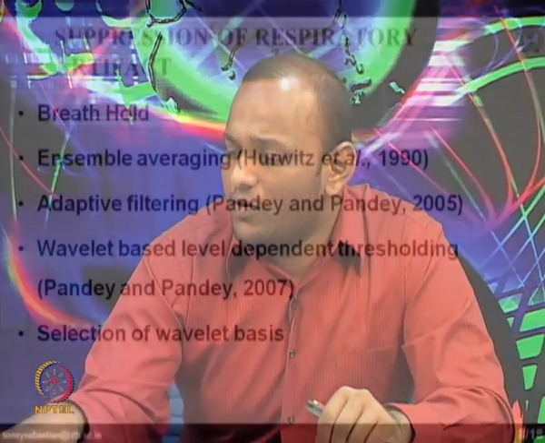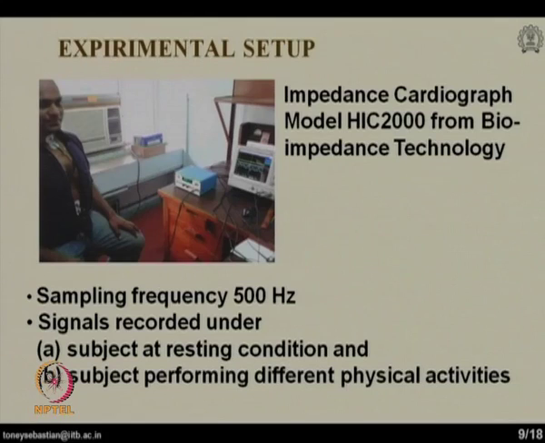In ECG denoising or ICG denoising, there are some particular wavelets which have some shape similarity with biosignals. Those wavelets will give better denoising, better separation of noise and the signal. Now, let us see some waveforms.